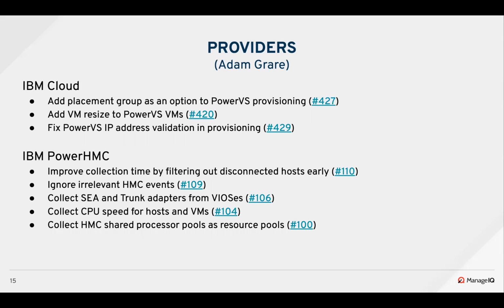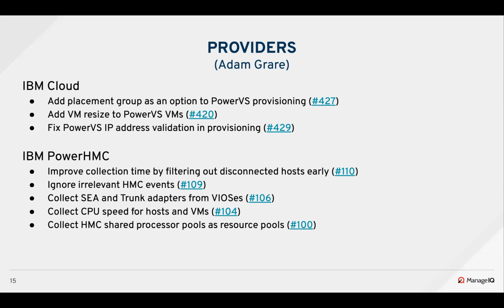For IBM Cloud, they added a placement group option to Power VS provisioning in the back end, so that allows you to select from a dropdown, where before you had to type in the placement group manually because it wasn't an easy value to get out of the database. But now that we are collecting them properly, it makes it a lot easier.